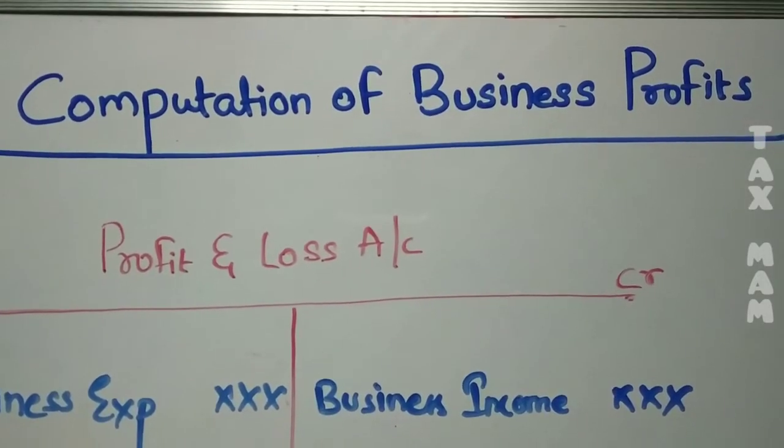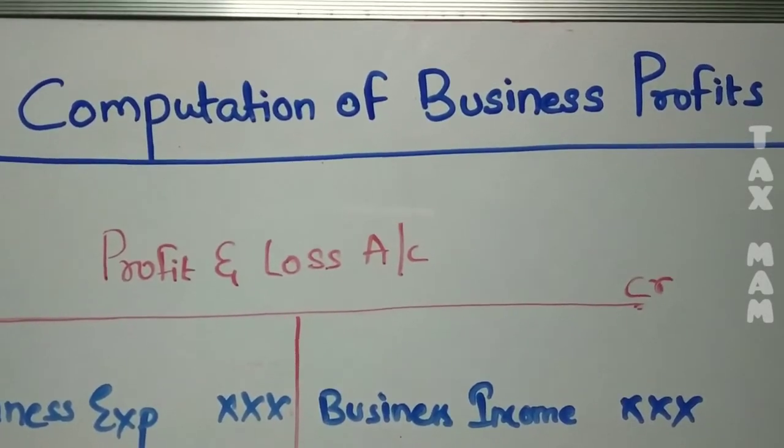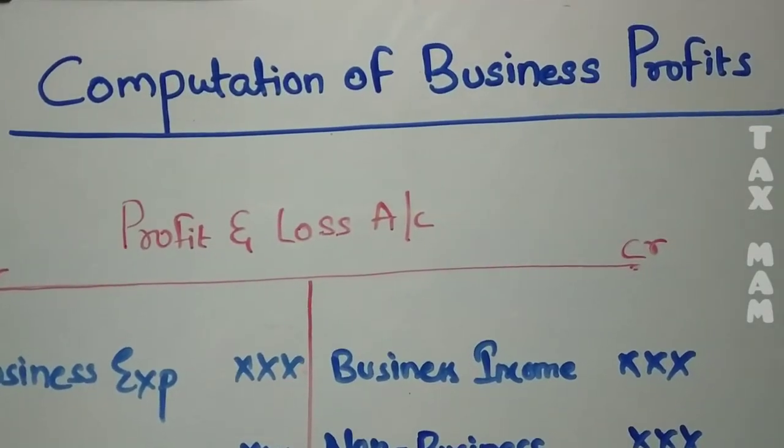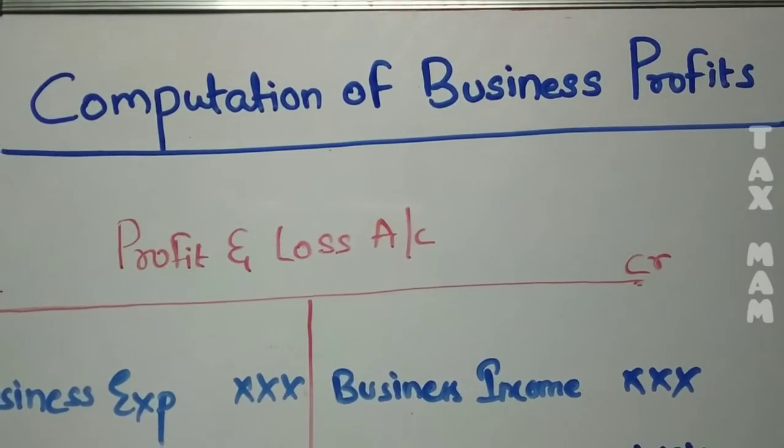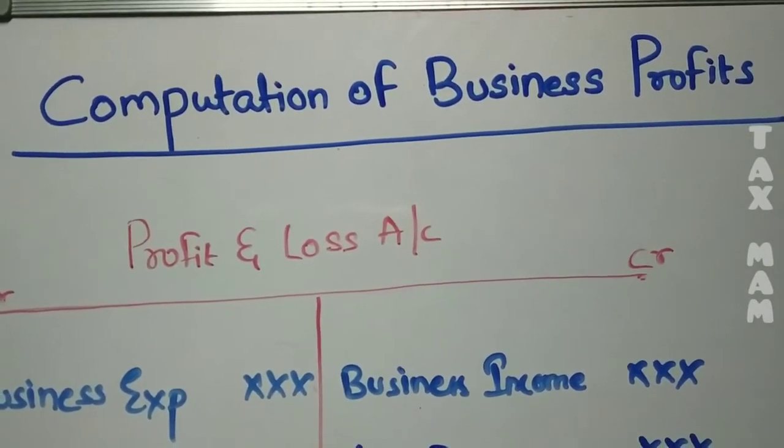And so far we have discussed section 44 also. I gave an overview of all the sections, of how this PGBP chapter is dealt with under these sections. So today we are going to see how to compute the business profit.